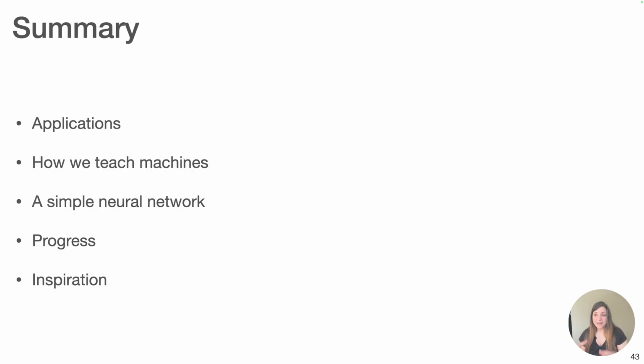And in summary, we've gone through some applications. We've gone over how we teach machines to see the world, and we went over a lot of the details for a simple neural network of one hidden layer. I've showed you some of the progress that has been done, and hopefully this has inspired you to learn more about it, to pursue it, to actually apply for jobs on this, because it's a very exciting field.